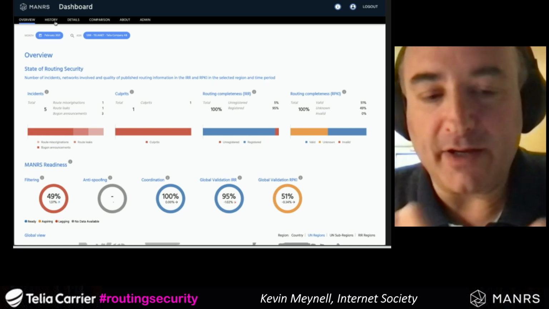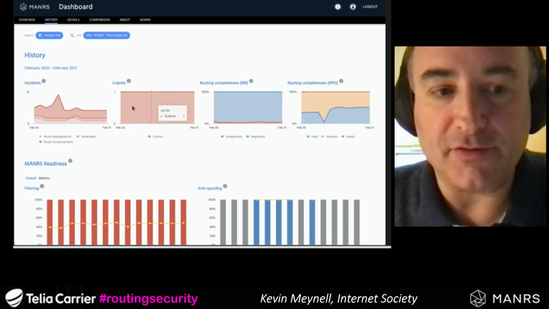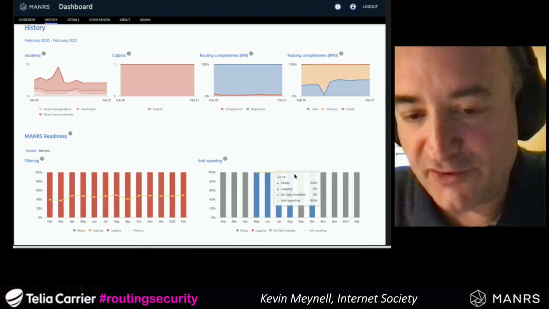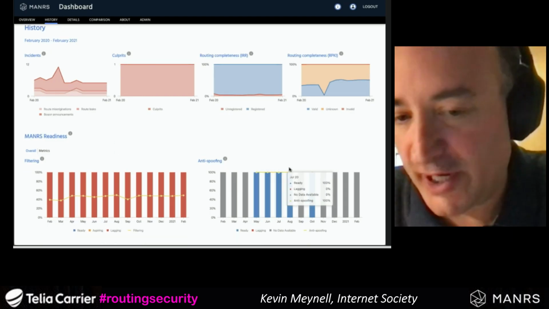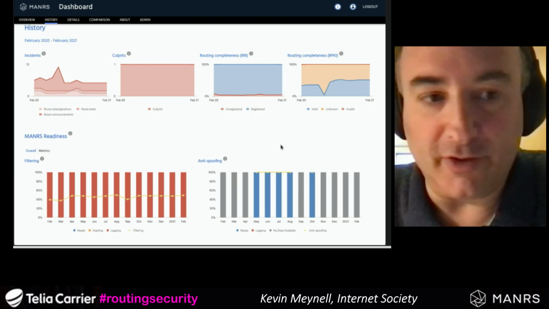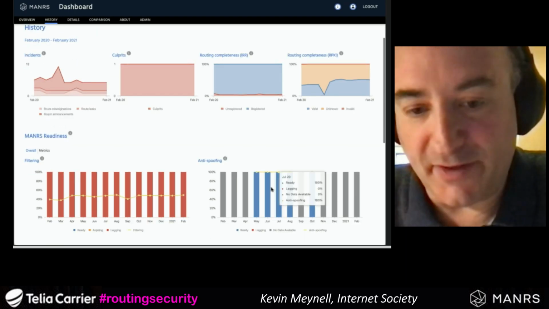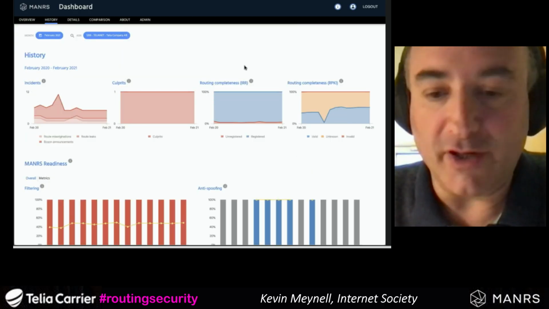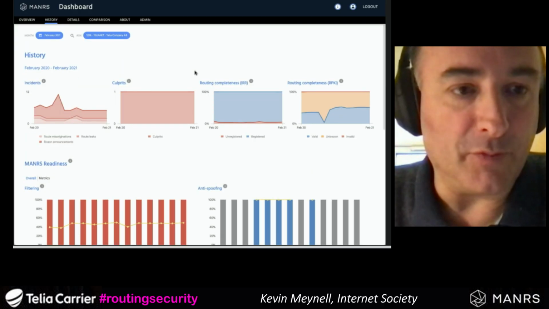You can actually go back and look at the history of Telia's conformance scores. So they obviously ran an anti-spoofing check back in May, June, July, August last year, and also in October, and they scored 100%. So it looks like they're doing anti-spoofing measures based on that, from what we can see.